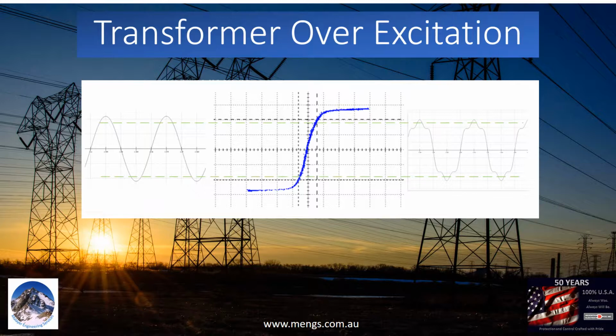Because the saturation curve is symmetrical, it generates symmetrical distortion. The Fourier transform of a symmetrical waveform contains odd harmonics. The third harmonic will be eliminated in delta windings. The next odd harmonic is the fifth harmonic. An increase in the fifth harmonic is a good sign of transformer overexcitation.